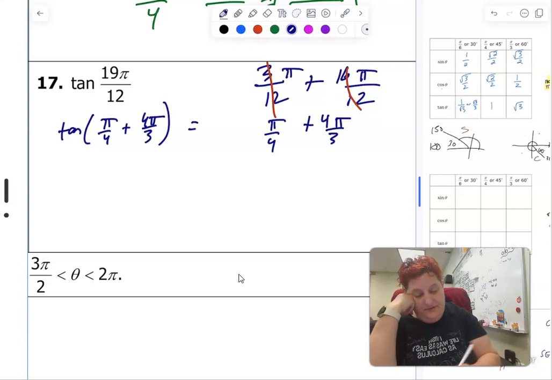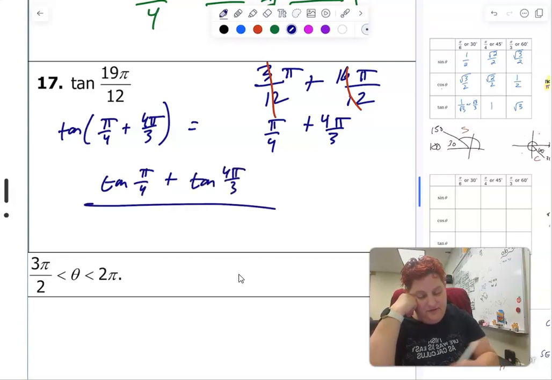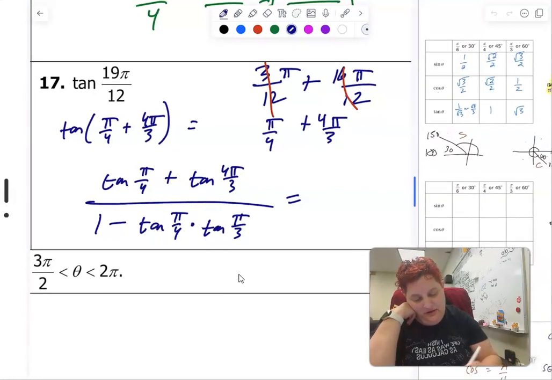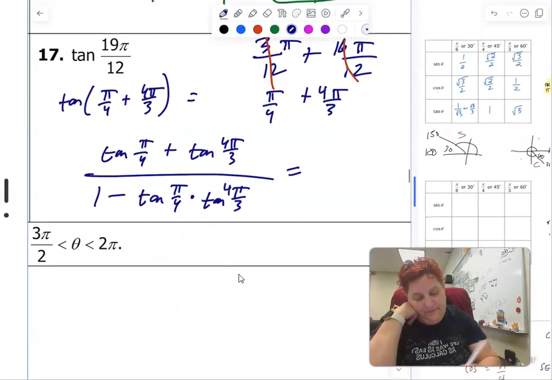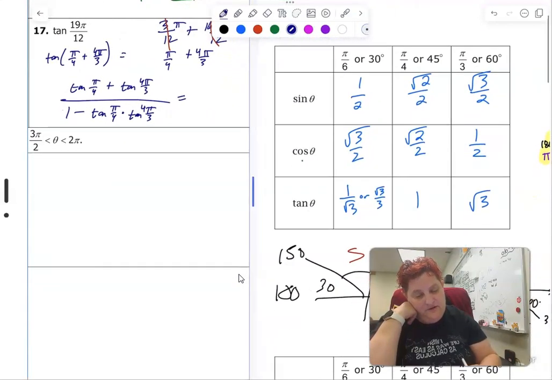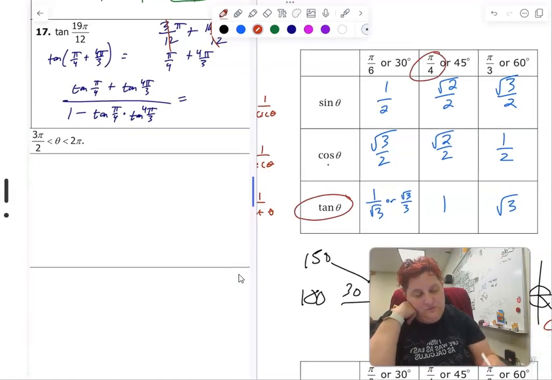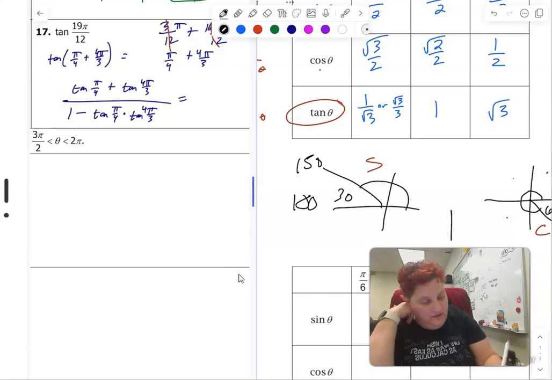Okay. This is going to give me tangent, same, tangent, and then 1 minus tangent times tangent. Okay? Tan A plus tan B over 1 minus tan A times tan B. Looking at, oops, that's 4 pi over 3. Okay, looking at my chart. Pi over 4 is easy. Again, tan of pi over 4 is 1. So that's fine. The one that's a little more difficult is 4 pi over 3.